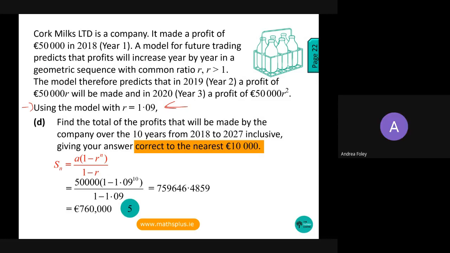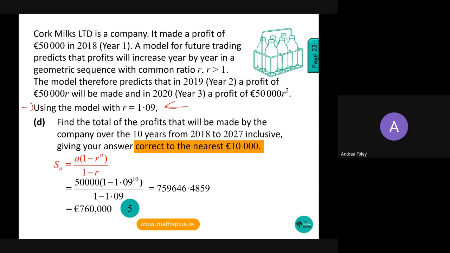On this one, we're looking at 0, 3, 4, 5 for the scale. Low partial credit is a partially correct substitution. If you have substituted in any part of the sum formula correctly, so the 50,000 or the 1.09 or the power of 10, any of those things is low partial credit for 3 marks. High partial credit is for a fully correct substitution. So you have the formula substituted correctly, your 50,000 times 1 minus 1.09 to the power of 10 over 1 minus 1.09. Without going any further, you're getting 4 marks for fully correct substitution.